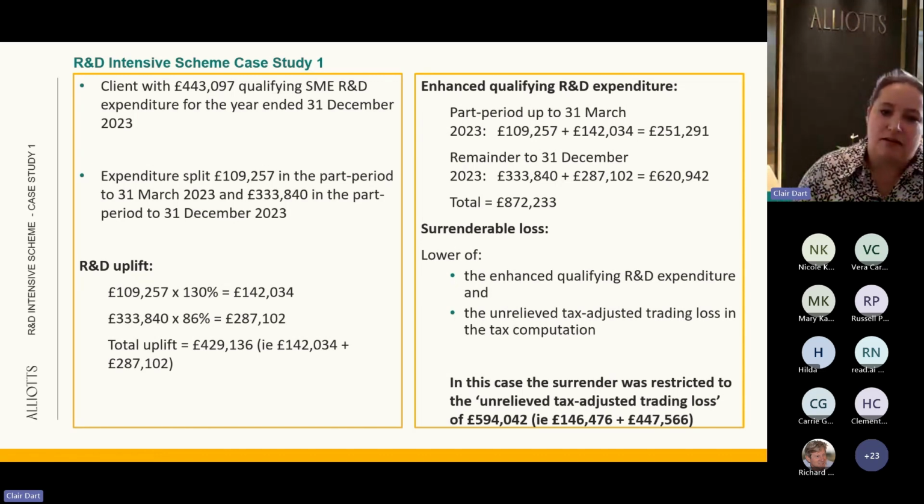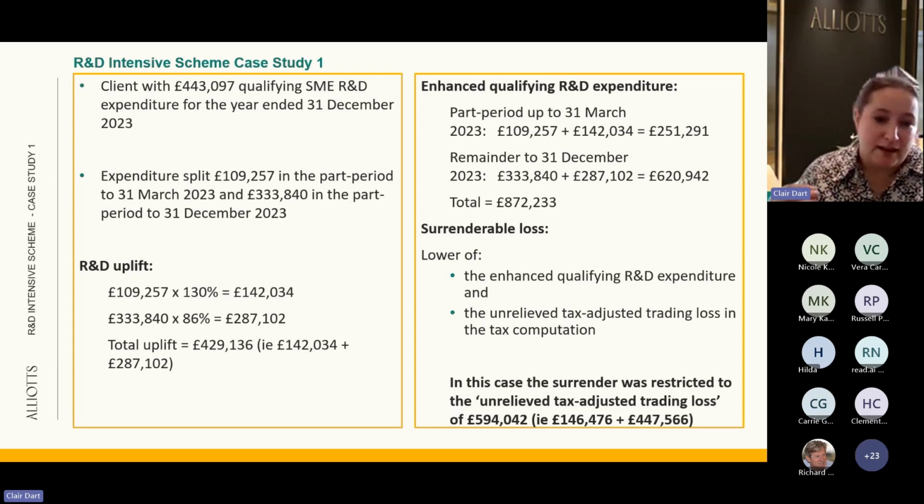For this one, the client had £443,000 worth of qualifying expenditure under the SME scheme, and that was for the year ended December 23. For the intensive scheme, we've identified we need to split the expenditure. So we need to look at pre and post 1st of April 23 when the rules changed. That gives us a split of 109,000 up to the 31st of March and 333,000 in the period up to the 31st of December.